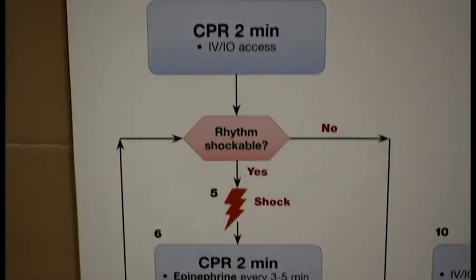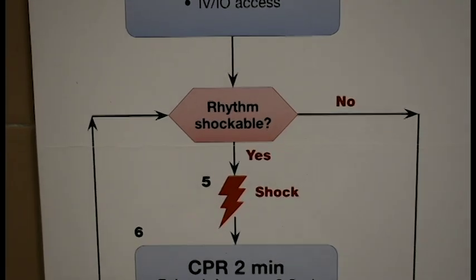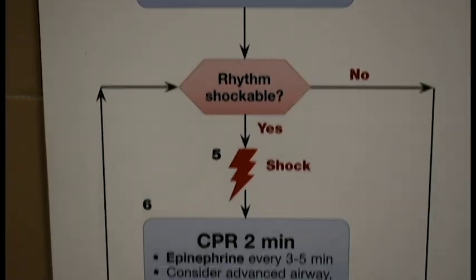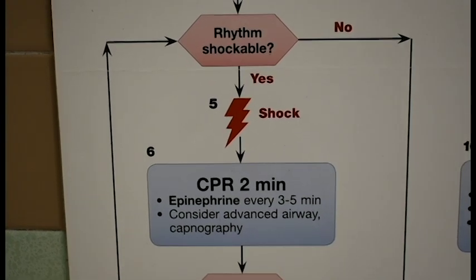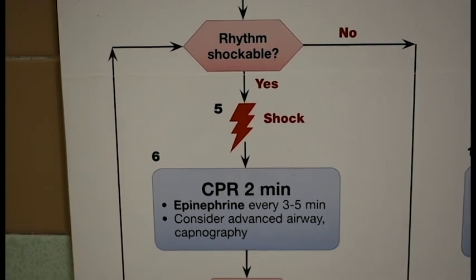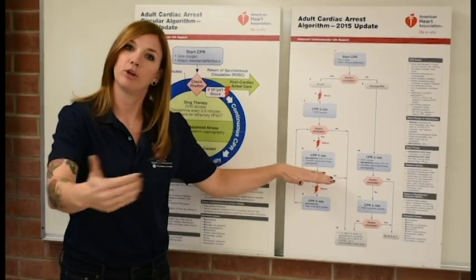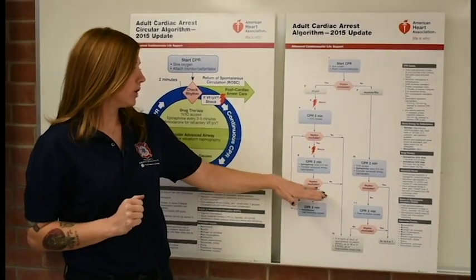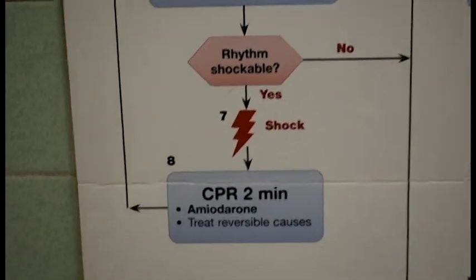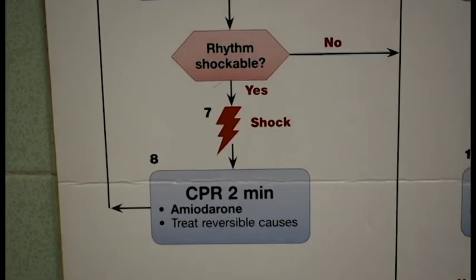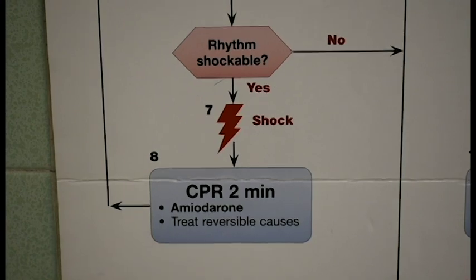Then we check for a pulse again. If it is shockable, we're going to follow on down this algorithm. You defibrillate your patient again, and then at that time you would give epinephrine, and again, every 3 to 5 minutes. If you come to a shockable rhythm again, or your third defibrillation, you would shock your patient again. And then at this time you would consider giving amiodarone.